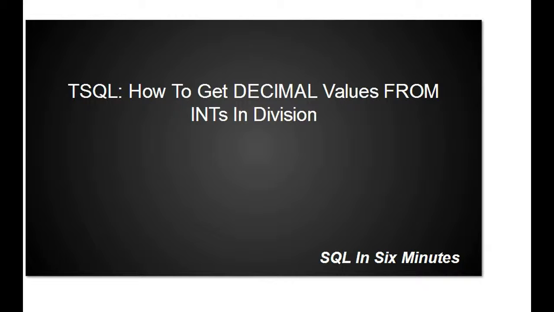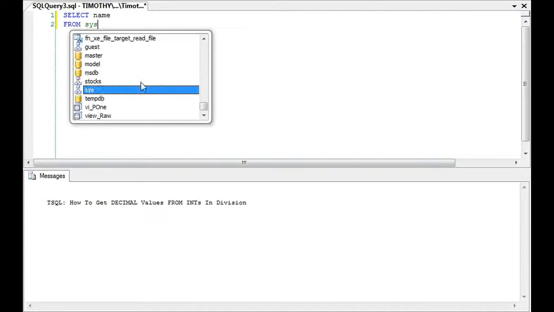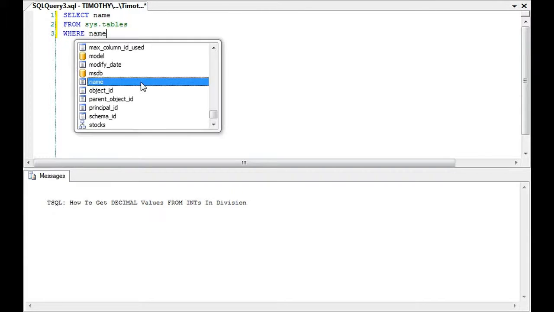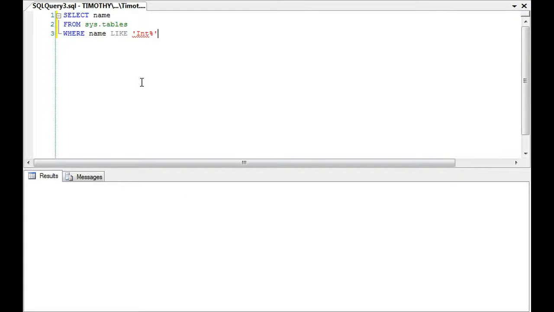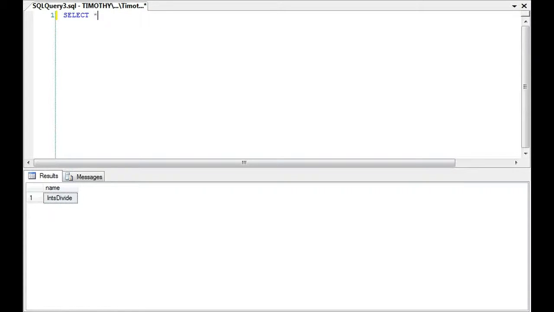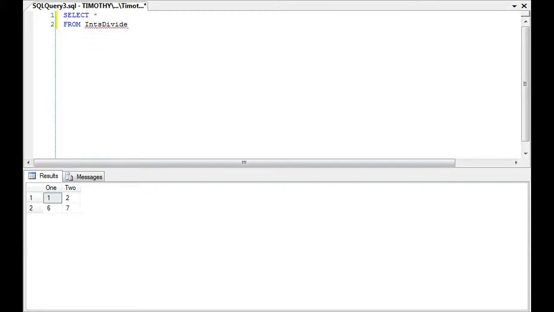Alright, this morning we're going to troubleshoot really quickly how to get decimal values from ints in division. There is a table that I made that is ints. We have two int values. Column 1, column 2, all of these are ints, they're not decimals.